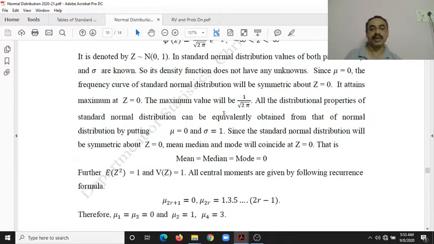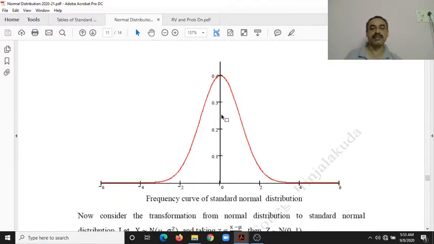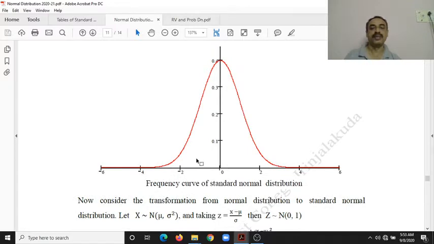We can have a look at the PDF of standard normal distribution and its graph. See, this is the graph of standard normal distribution, the frequency curve. It's very clear that the frequency curve is symmetric about the line z equals 0. So with reference to this line, the left and right sides are identical. And we know that when the curve is symmetric about z equals 0, all these measures like mean, median, mode will coincide at 0.